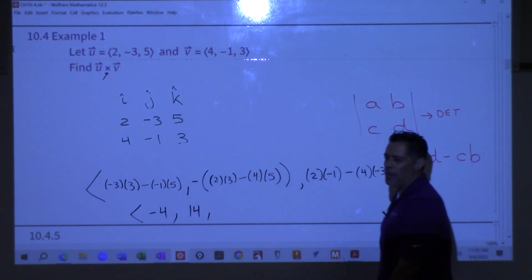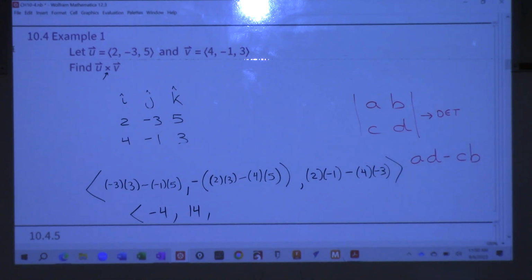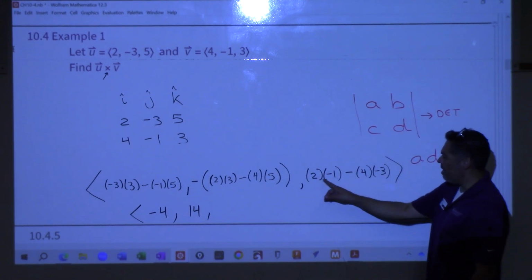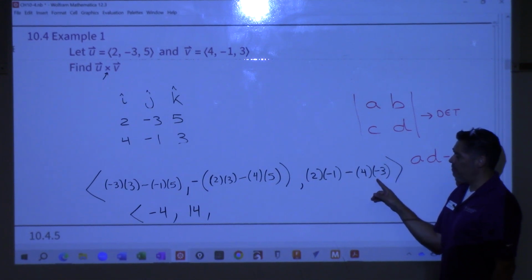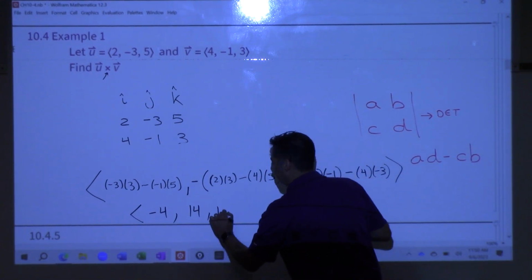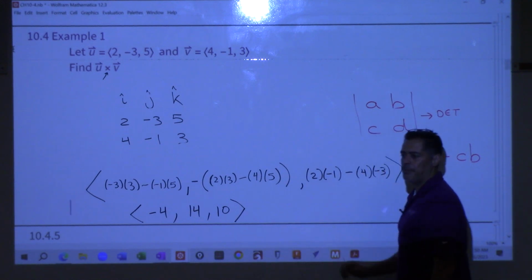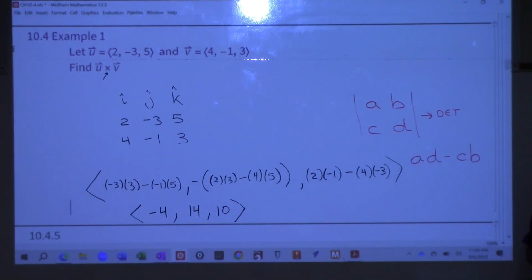When it comes to arithmetic, my brain just says, yeah, no, ask somebody else. I don't even feel like thinking about it. Okay, negative 2 plus 12? Yeah. 10. There you go. That is the cross product of those 2 vectors.